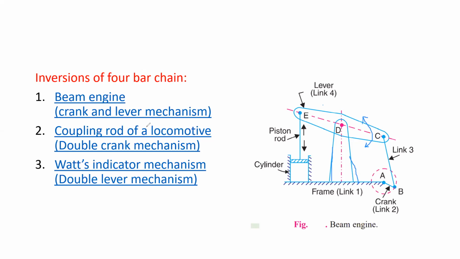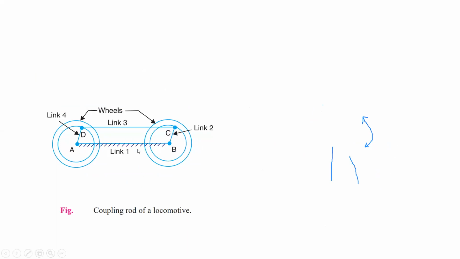Next one is the coupling rod of a locomotive. So what is it? See, it is a coupling rod of a locomotive. Link 1 is this, that is the distance between two wheels. It is fixed, okay. Then at point A, link 4 is connected. It is your crank, and at point B, link 2 is connected. And this link 2 and link 4 are connected by another link, which is called as coupling rod, okay.